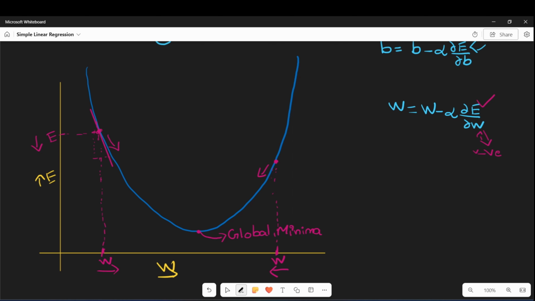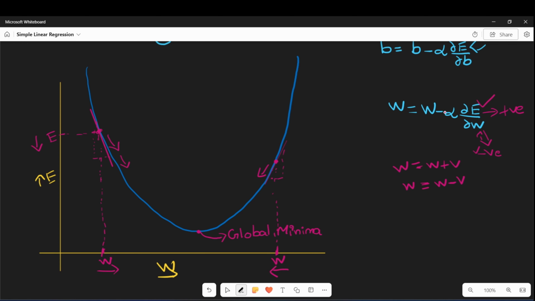Now the slope here is a negative slope, which means dou E by dou W value will be negative, and negative into negative becomes positive, and we will end up adding some value to the W. So the point moves towards the right, error value will be reduced, and this point will move towards the global minima. And let's say if we are here and we calculate the dou E by dou W value here. Now here the slope is a positive slope. Since slope is positive, dou E by dou W value will be positive, and we will end up subtracting some value from this W. So W moves towards the left, this point moves towards the global minima.